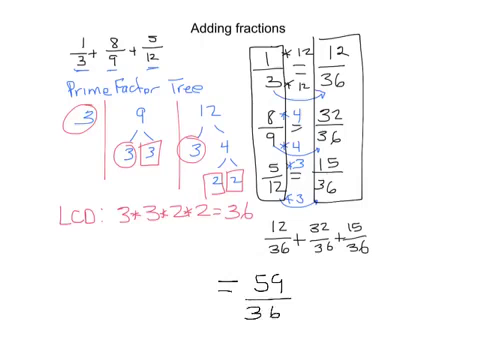Now I want to convert this to a mixed number, so another lesson if you haven't watched converting improper fractions into mixed numbers. 36 will go into 59 only one time, and the remainder, 59 minus 36, is 23, and then I keep the same denominator for my final answer.